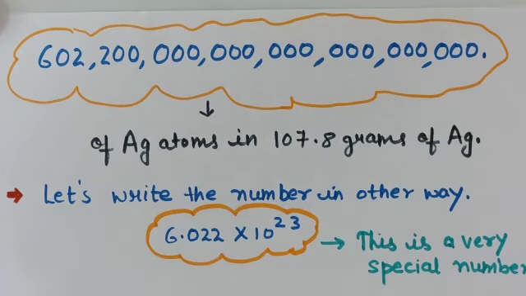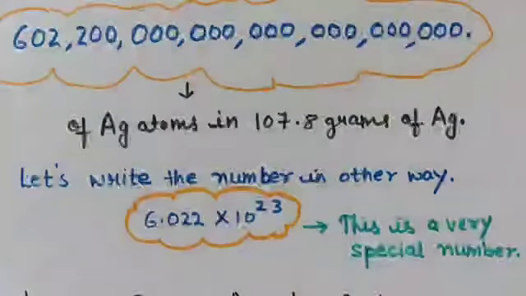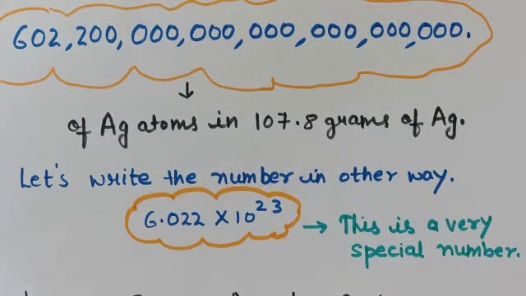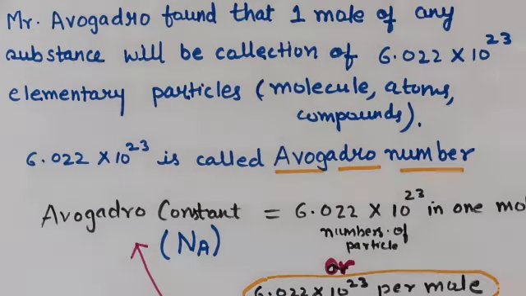Very special number. By the way, don't give me credit for counting these numbers. I didn't count that. The great job was done by a great man. Do you know who it is? I'll tell you. His name is Lorenzo Romano Amedeo Carlo Avogadro. Mr. Avogadro found that 1 mole of any substance will be a collection of 6.022 into 10 to the power 23 elementary particles, whether they are atoms or compounds.